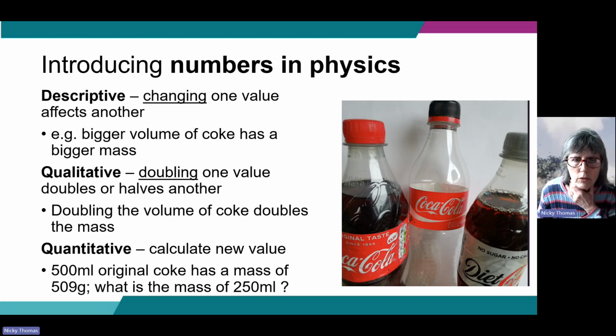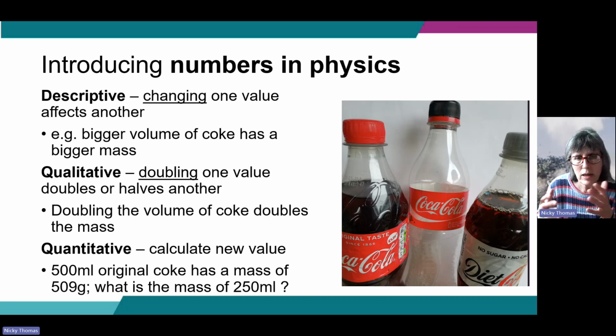So I would say that there are three stages. Starting off by being descriptive. I've got a bottle of Coke, a bigger volume of Coke has a bigger mass. Just looking for a simple pattern. And that can be enough to calm down somebody who's having a little bit of a panic about the fact you put some numbers in front of them.